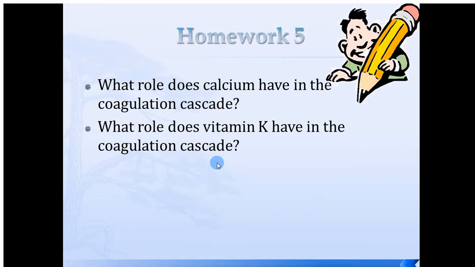So calcium is important for more than giving you strong bones. It's important for more than just helping you activate neurons or release neurotransmitters. It has a lot of roles in the body. It's a really important chemical. Remember, it affects your heart. It affects your blood clotting. And then look up what role vitamin K has in the coagulation cascade too.